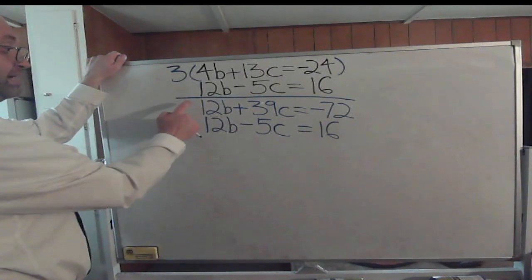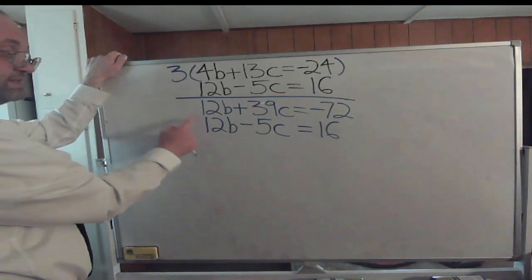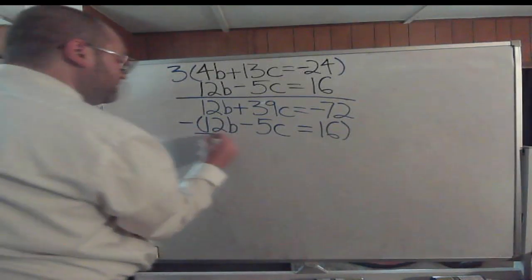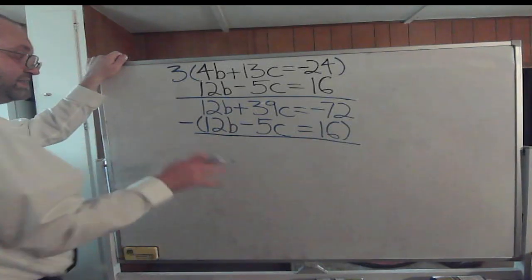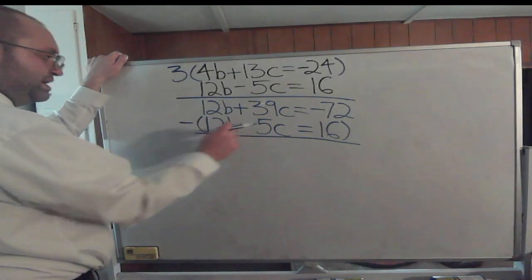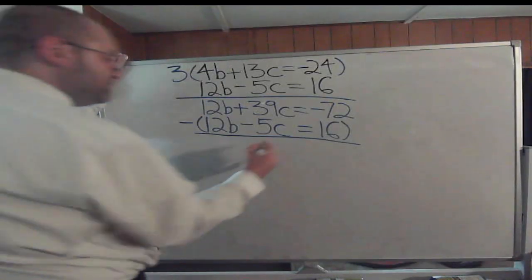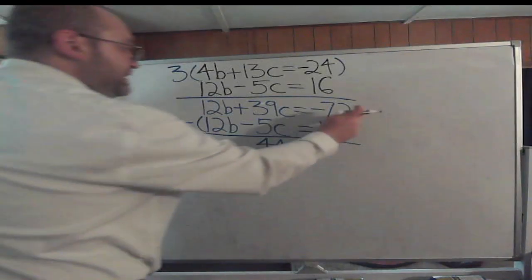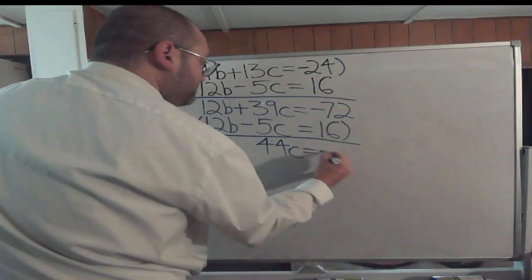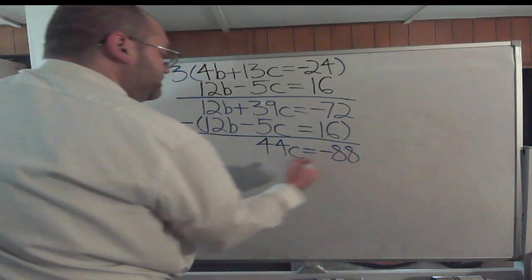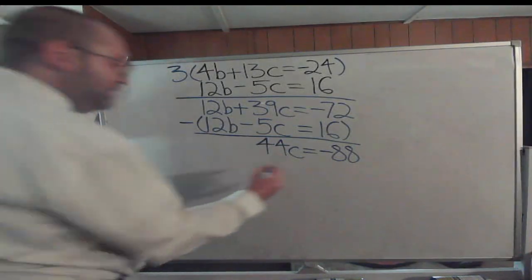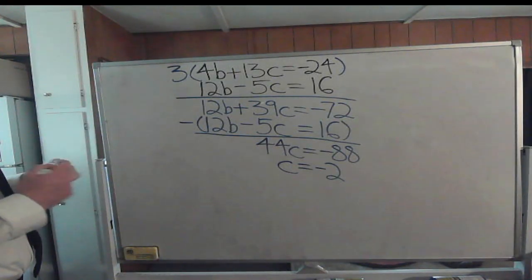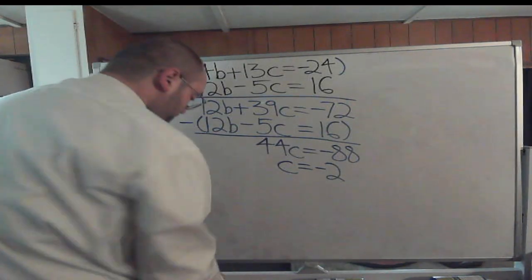Well, you have the same coefficient now on the b's, so we can subtract the second equation from the first. So let's go ahead and do that here. 12b minus 12b, that's 0. 39c minus negative 5c, that turns into 39c plus 5c. That would give you 44c. That's going to be equal to negative 72 minus 16. Well, that'd be negative 88. So now you have 44c equals negative 88. That means c equals negative 2. So the c coordinate of the solution is going to be negative 2.